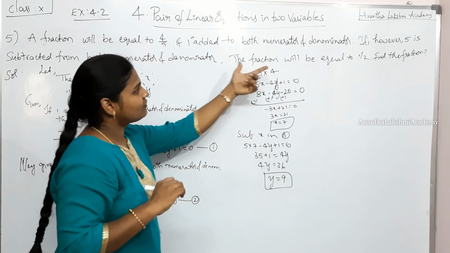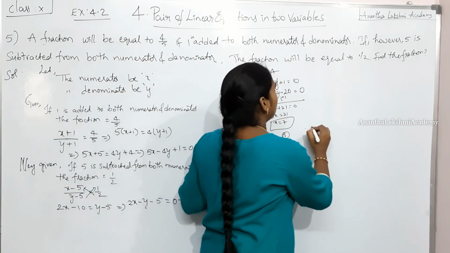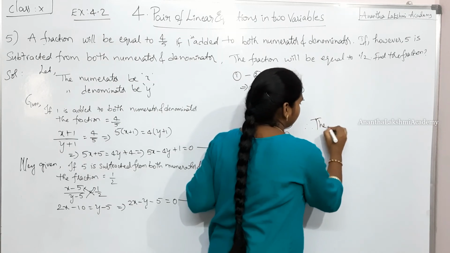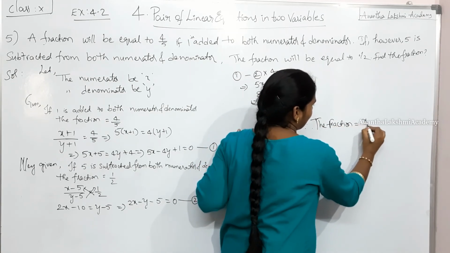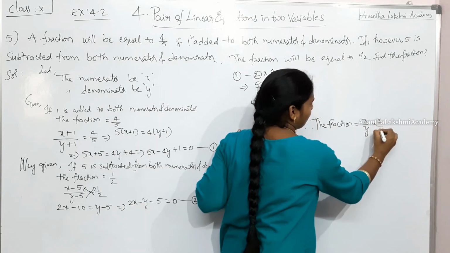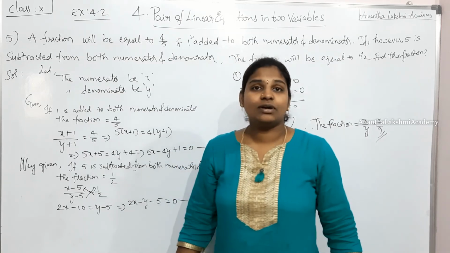What is being asked? Find the fraction, or what is the fraction. Therefore, the fraction is equal to x by y is equal to 7 by 9. That's the answer. That's about problem number 5.